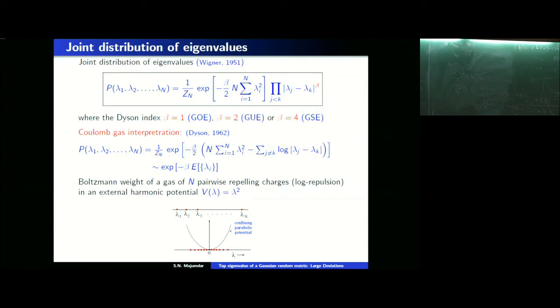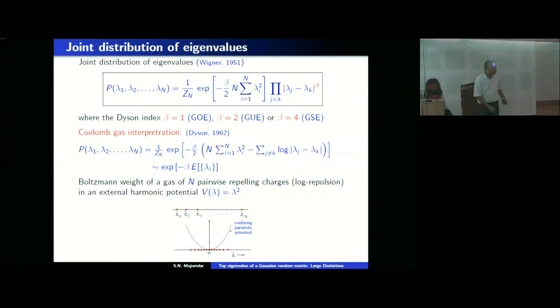So now in the rescaled coordinates, the lambda i prime will be of order 1. The main idea is to make the lambda be of order 1.